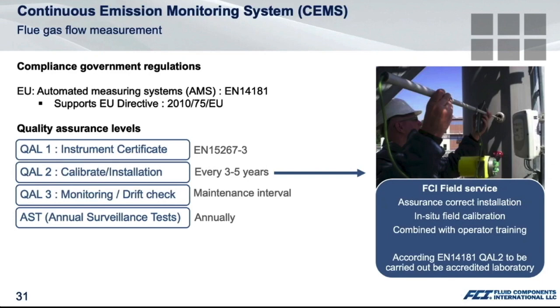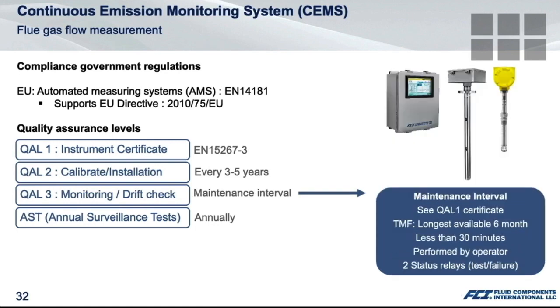According to the EN 14181, it is also required that an accredited laboratory will come out after the field technician has installed it properly to perform an accredited test in situ. QAL 3 requires the maintenance interval. As already explained, there are different maintenance intervals in the market to monitor and check the drift of the sensors. The QAL 1 certificate specifies the maintenance interval for that technology, for that instrument.